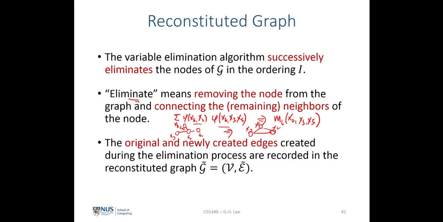So a reconstituted graph would be a graph that records all the original and newly created edges during the elimination process, which we denote as G tilde, and this consists of the original set of nodes as well as all the original and newly created edges during the elimination process.